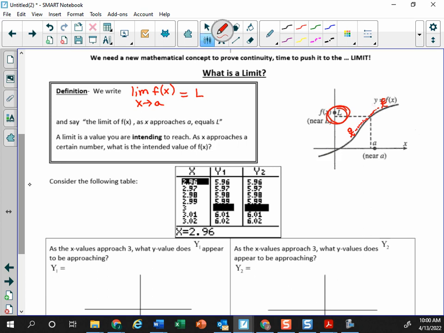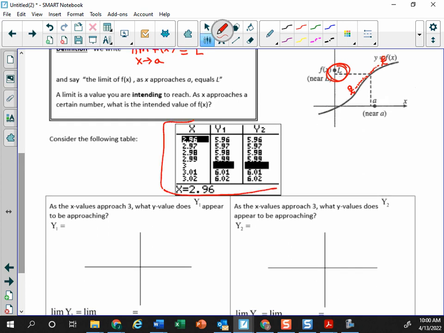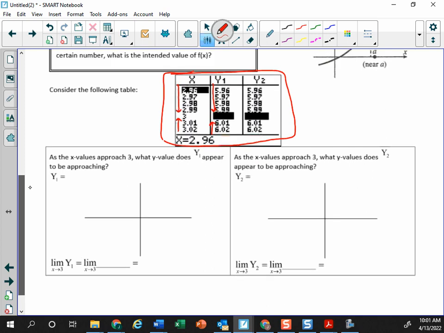So we're going to look at it graphically. You can also see it in the table part of a calculator. As I look at this table right in here, as my x values get closer to 3 from either side, like I'm squeezing in on it, do you see how the y values are approaching 6? Okay? That's what we're talking about. What y value is it getting close to? So let's do a few of these with actual equations instead of A's and L's.